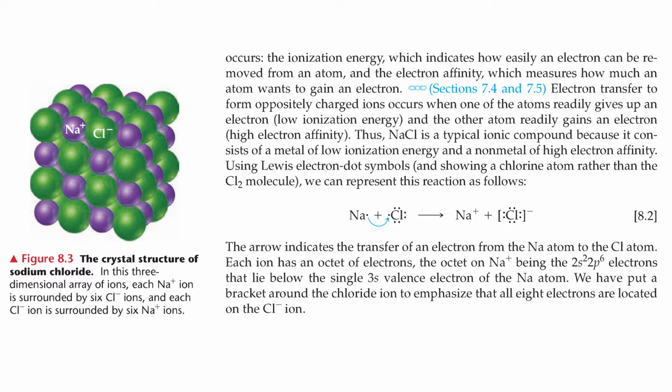Using Lewis electron dot symbols and showing a chlorine atom rather than the Cl2 molecule, we can represent the reaction as follows. The arrow indicates the transfer of an electron from the sodium atom to the chlorine atom. Each ion has an octet of electrons, the octet for the sodium ion being the 2s2 2p6 electrons that lie below the single 3s valence electron of the sodium atom.